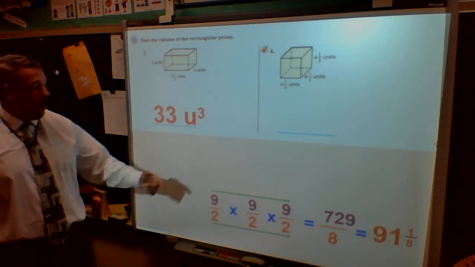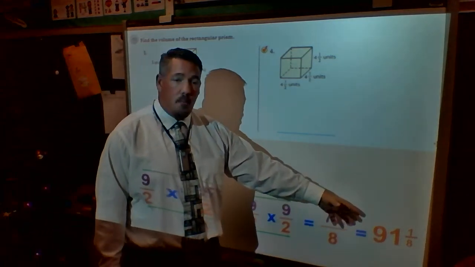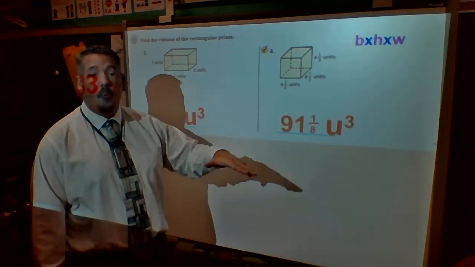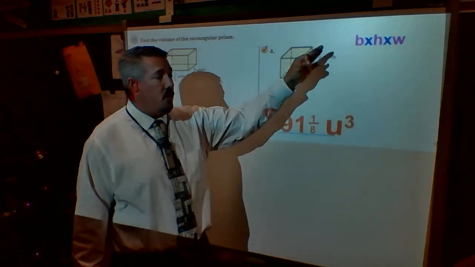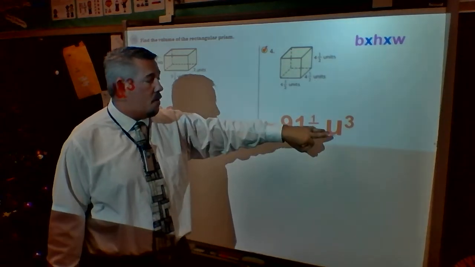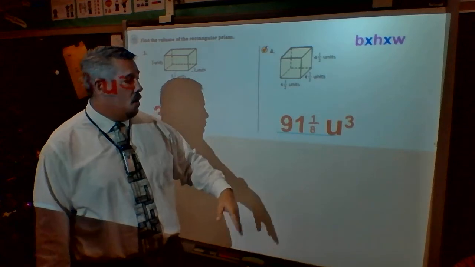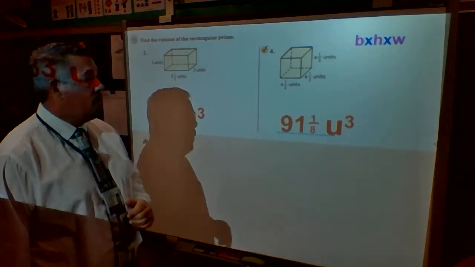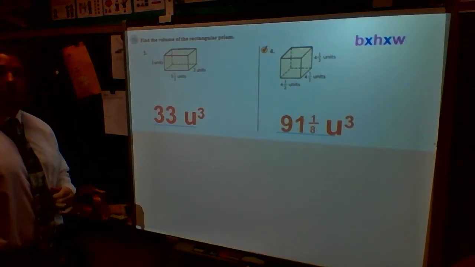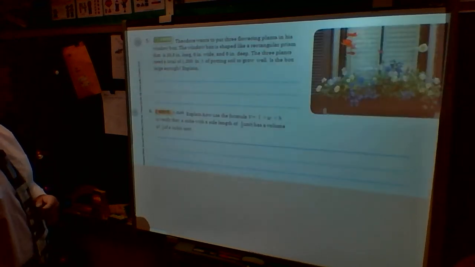So 91 and 1/8, I make sure that I keep my number correct, and I put it with the proper label, which, since 3 things are multiplied together, tells me my units are cubed. So to the 3rd power. 91 and 1/8 cubic units.